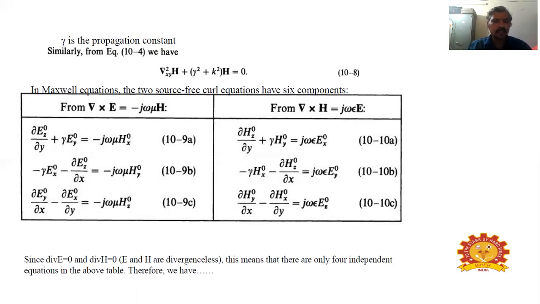Since divergence of E is equal to zero and divergence of H is equal to zero, E and H are divergenceless. This means that the electric field intensity and magnetic field intensity are divergenceless. This means that there are only four independent equations in the above table. Therefore, we have the four independent equations.